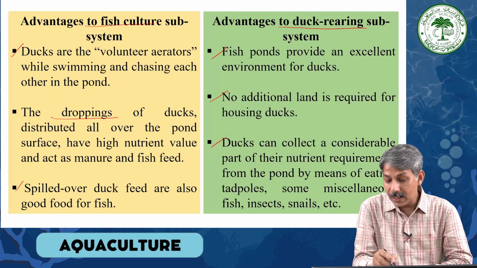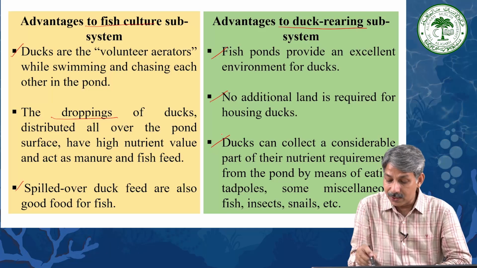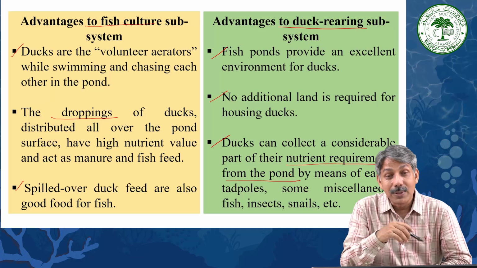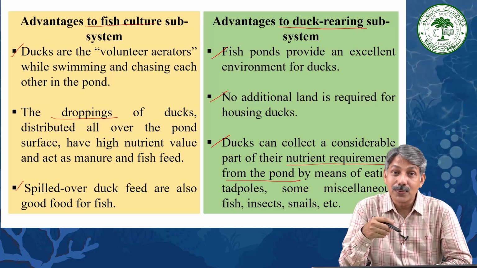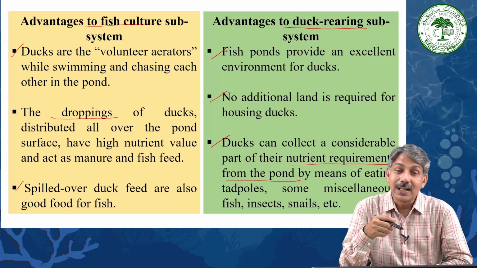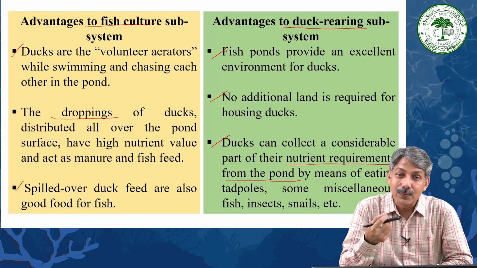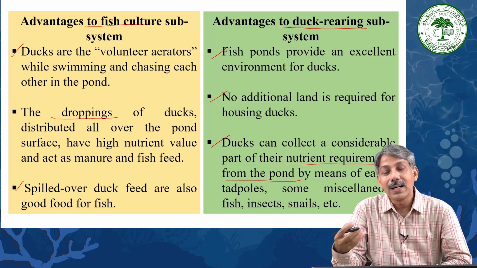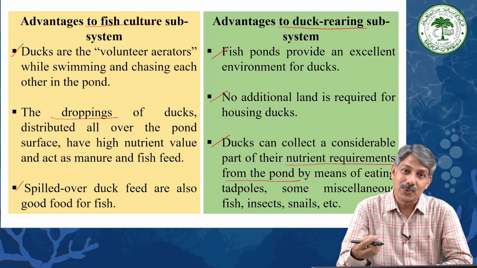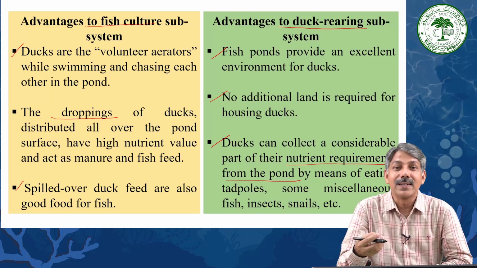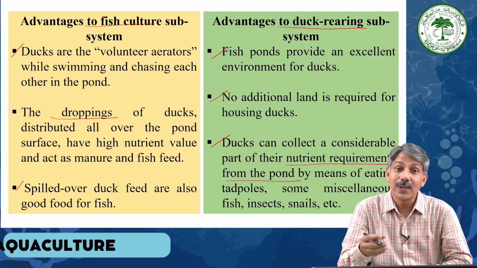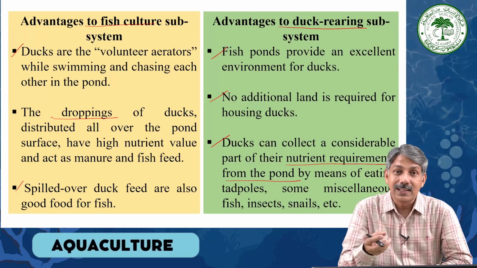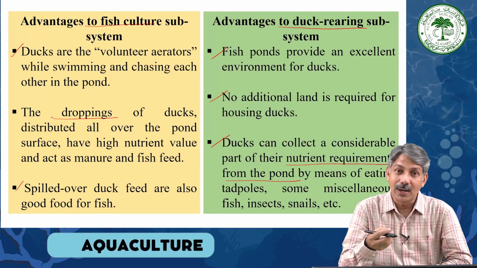Then ducks can collect a considerable part of their nutrient requirements from the pond by eating whatever natural food item is available there. That means when they are already getting some food from the pond, their requirement for artificial diet from an outside source that you need to provide reduces drastically, and that will impact the overall input cost that we will have to put in for duck rearing also.